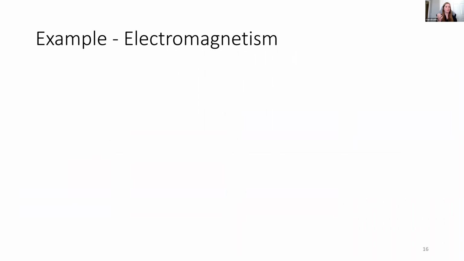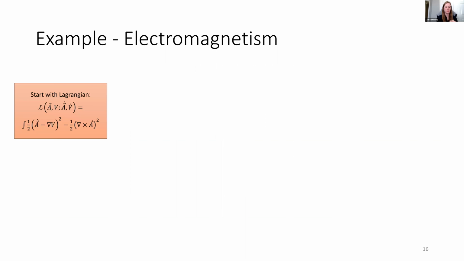So just to give an example of this recipe in action, we're going to consider the case of electromagnetism without any sources. So we start with a Lagrangian, which here we're going to write in terms of a vector field A and a potential V. And one might recognize this as just being the integral of a half E squared minus a half B squared, where E is the electric field and B is the magnetic field. But it turns out to be convenient in moving to the Hamiltonian framework to write the Lagrangian in terms of this vector field and a potential.